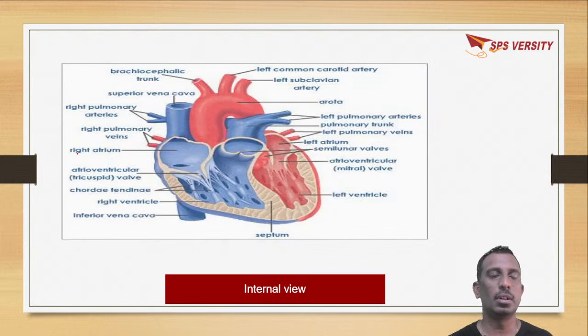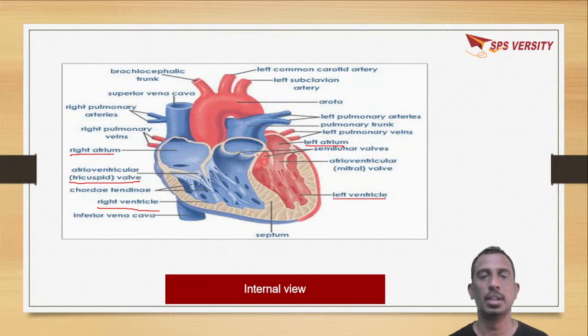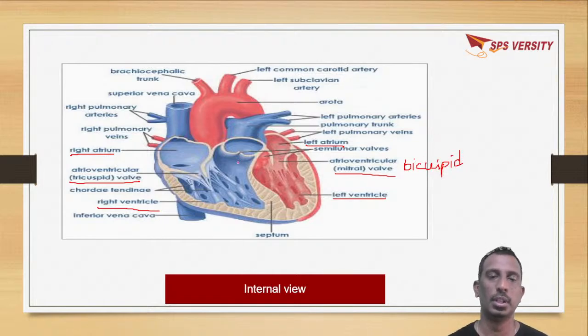Here you can see there are 4 chambers: right atrium, right ventricle, left atrium, left ventricle. These are atrioventricular openings. Right atrium and right ventricle are provided with the tricuspid valve. Left atrium and left ventricle are provided with the mitral valve, also called the bicuspid valve. The septum which separates both ventricles is the interventricular septum.